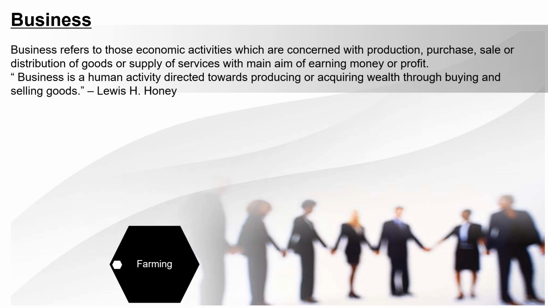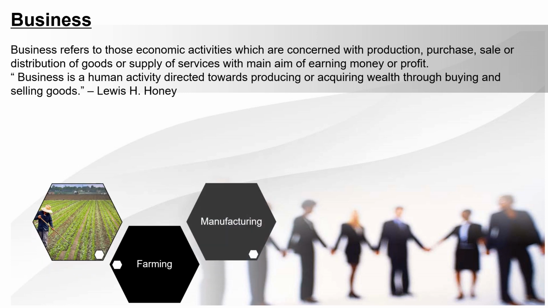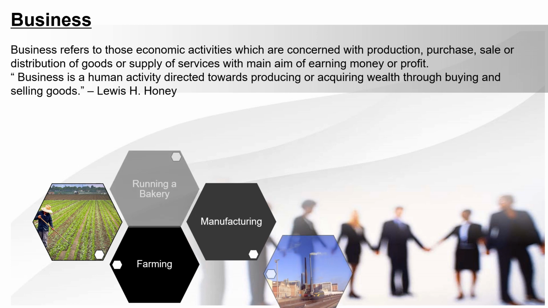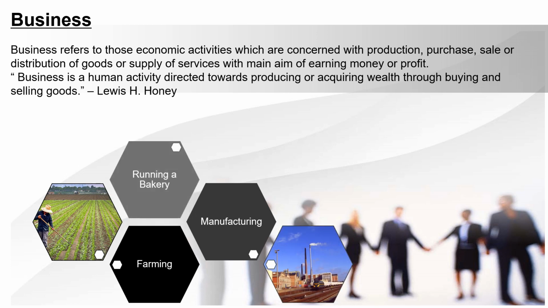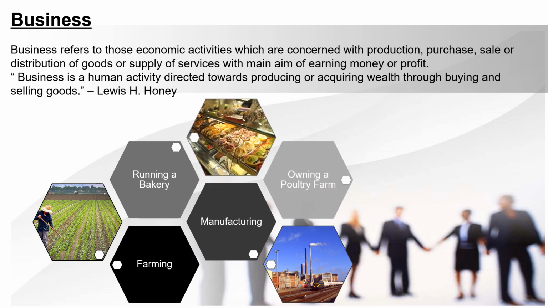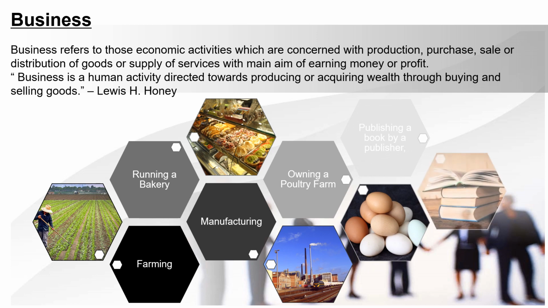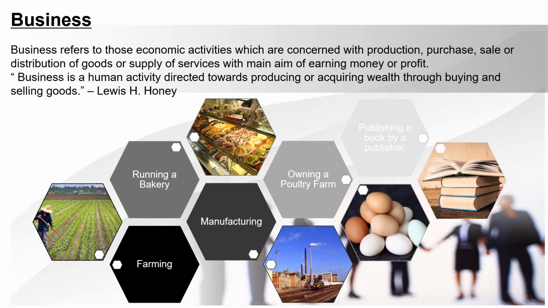So there are certain examples. Farming: a farmer growing crops on his field is a good example of a business. Manufacturing: manufacturing of any kind of goods, any kind of industrial goods, or the commodities which we use on a daily basis is a type of business. Running a bakery: if someone is producing all the bakery items and running a bakery, this is also one form of business. Owning a poultry farm, that means having a business of all these poultry items, is again a business. Publishing a book by a publisher is again one example of a business.